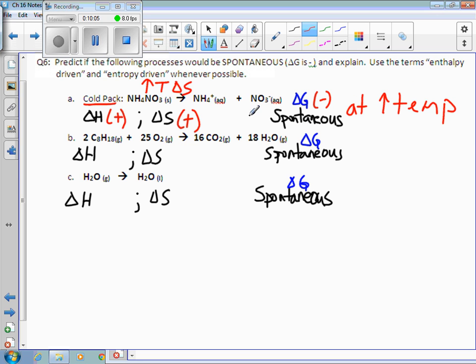So we would say, since it asked if it's entropy or enthalpy driven, we would say that this one's entropy driven because it's driven by the disorder and not the exothermic or endothermic part. Okay, so we would say that this one is entropy driven by the disorder. Okay, let's take a look at the next one.